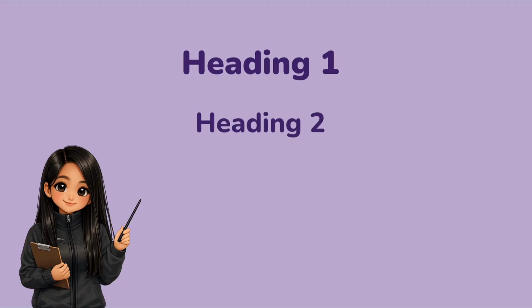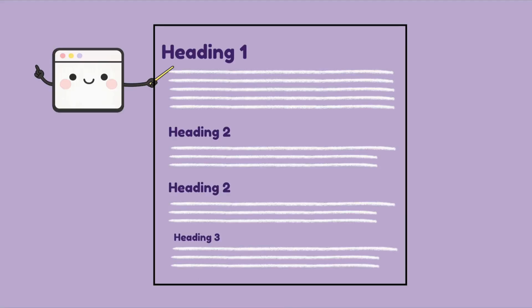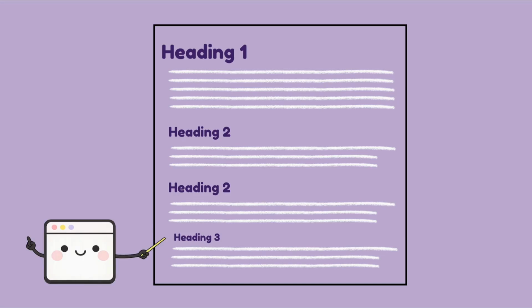Heading 1, heading 2, heading 3 all look different visually, but the visual difference is not the only purpose of this tag. Headings are not there just to make text bigger or smaller, they also tell the browser what each part of the page represents. H1 tells the browser this is the main topic of the page. H2 tells the browser this is a section under the main topic. H3 says this belongs under the H2 section. So it's about structure, not just style.